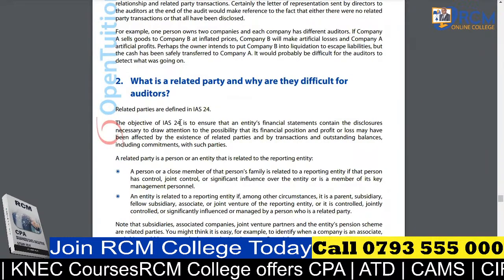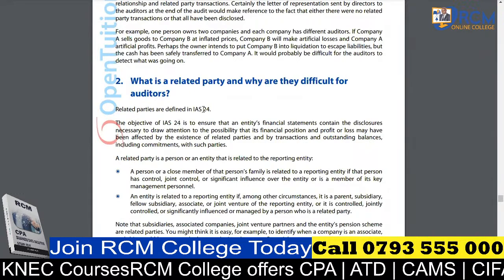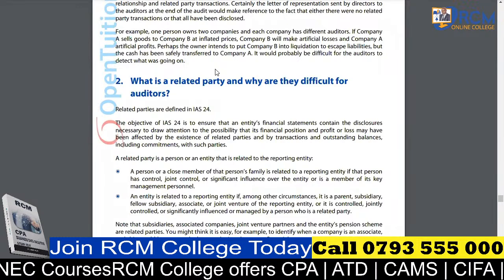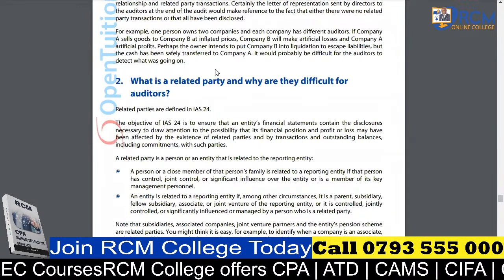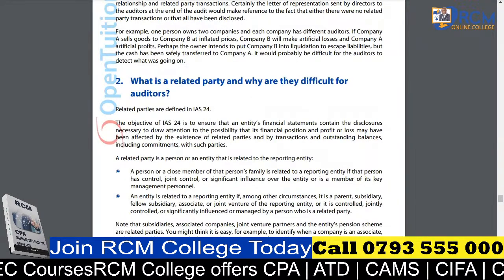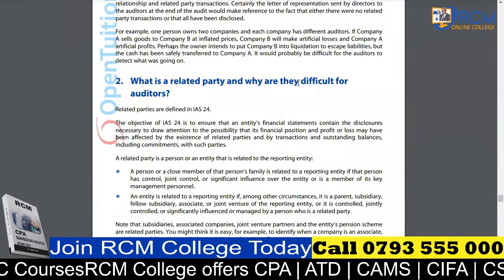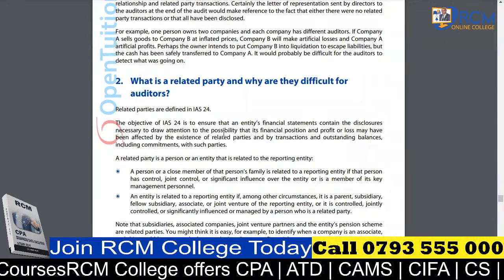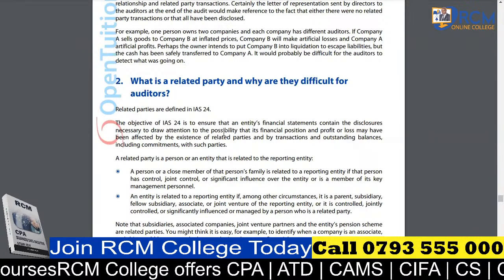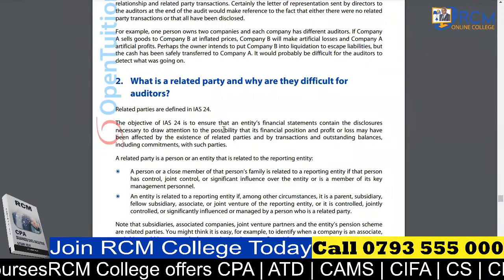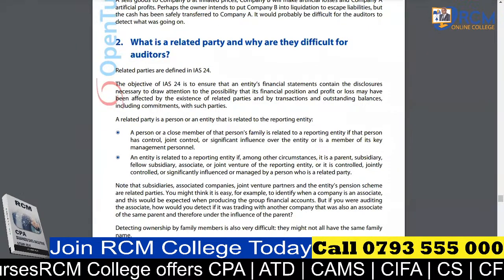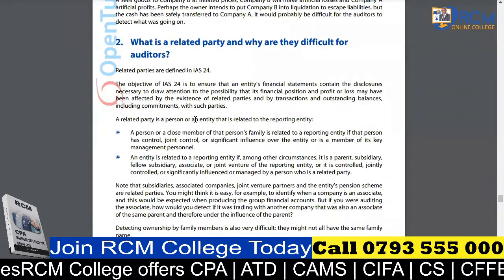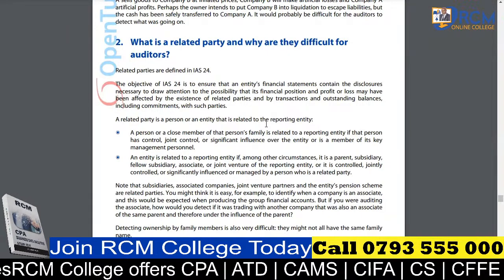The objective of IAS 24 is to ensure that an entity's financial statements contain disclosures necessary to draw attention to the possibility that its financial position and profit or loss may have been affected by the existence of related parties and by transactions and outstanding balances, including commitments with such parties. A related party, like somebody called Mary told us, is a person or an entity that is related to the reporting entity.